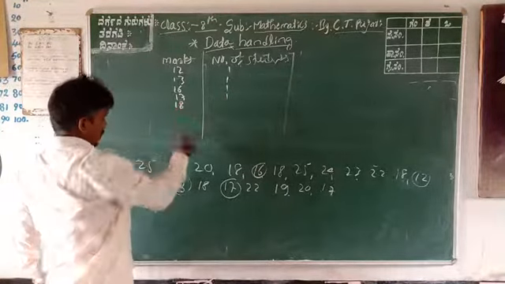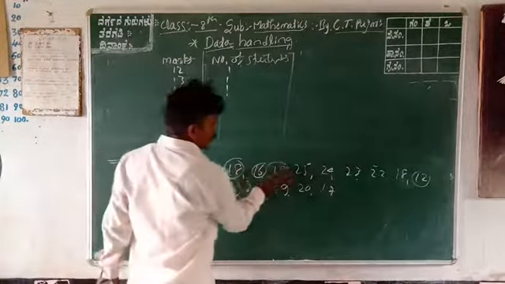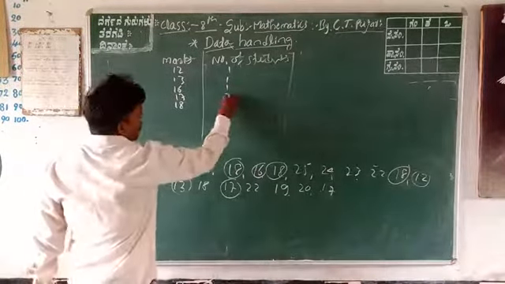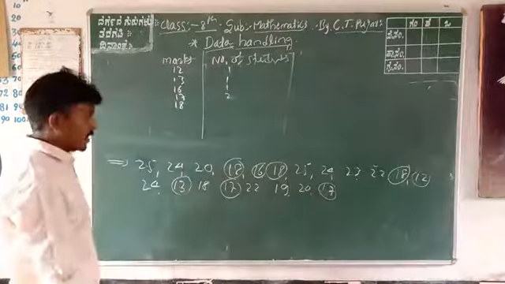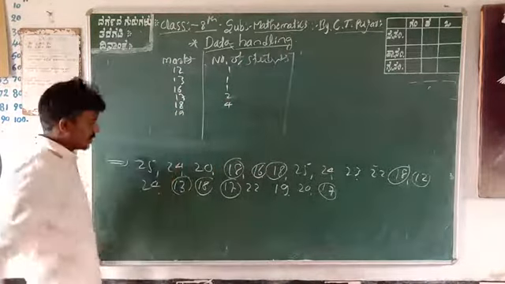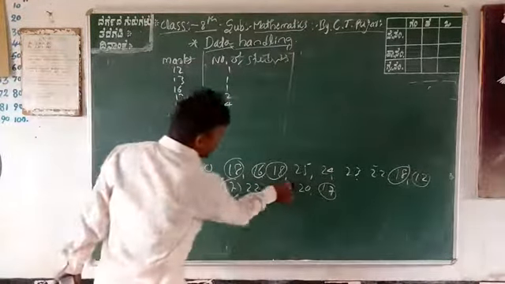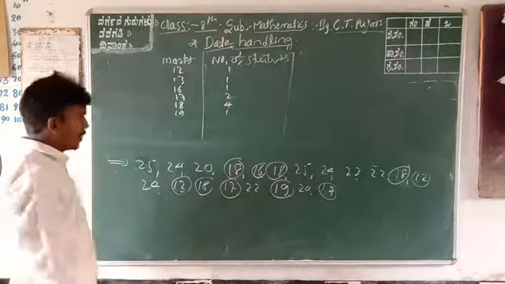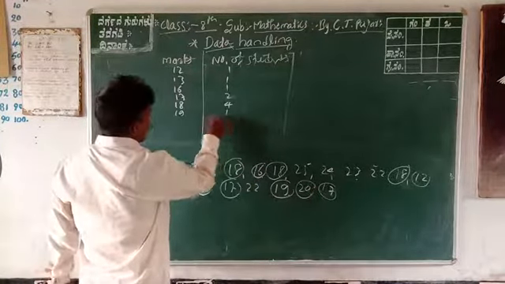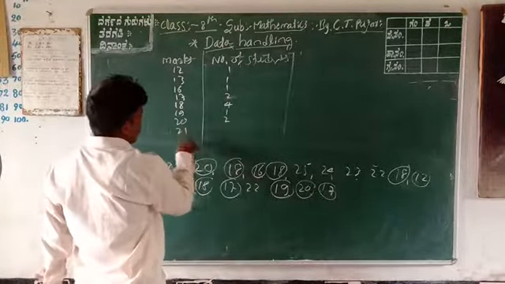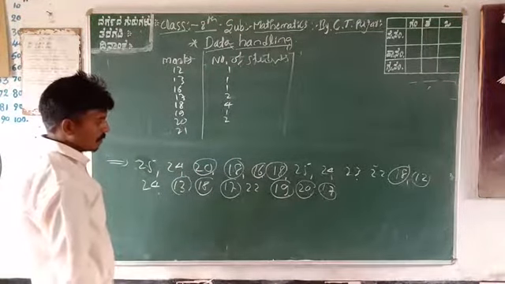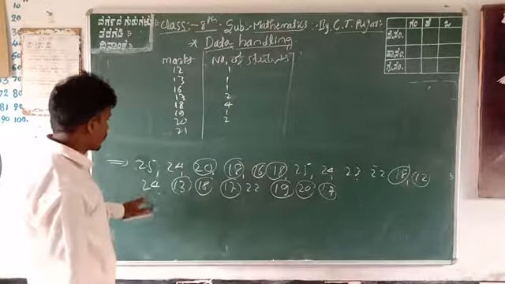Next 18. 18 appears one time, two times, three times, four times. 17 also appears two times. Next 19, only one time. Next 20, two times. 21, how many times? 21 is zero times, not here.